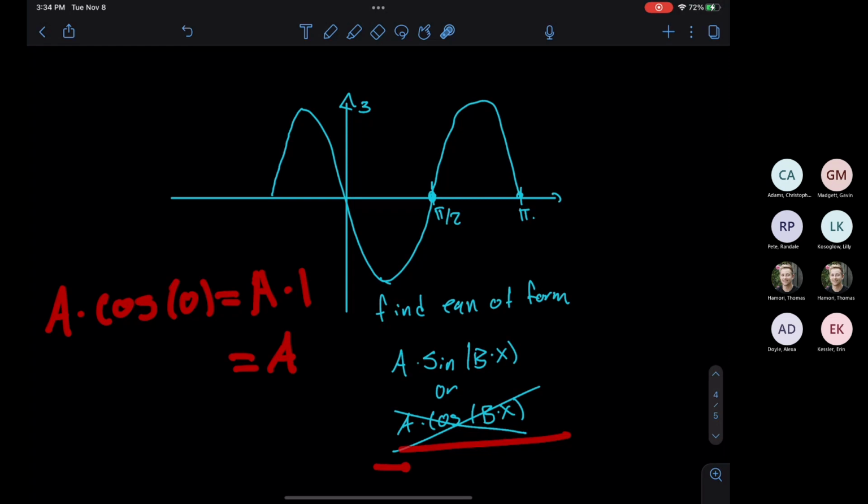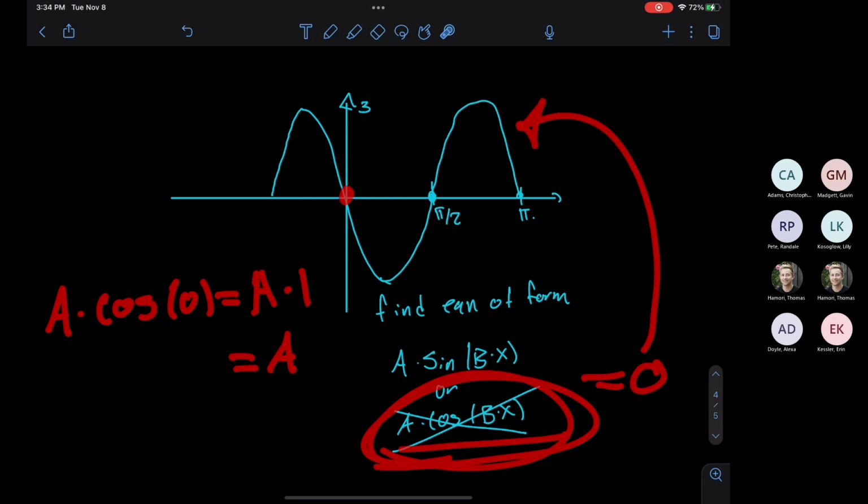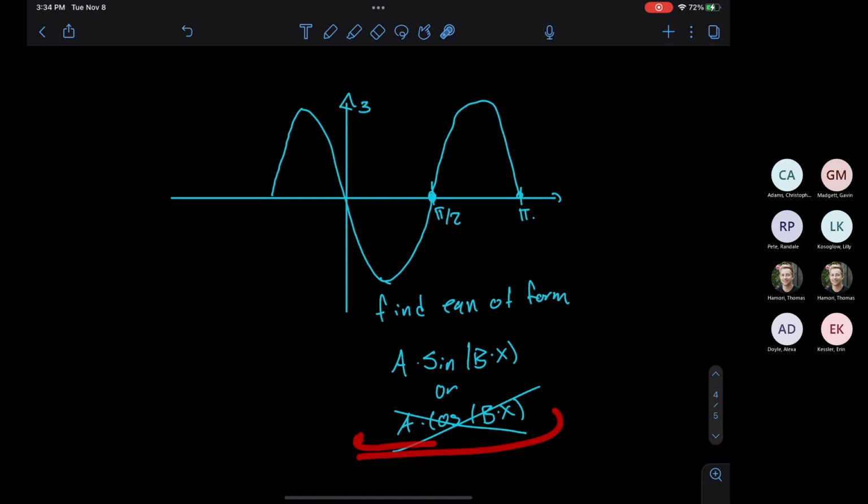So if we are going to take the second thing as our ansatz, or our guess, then this would tell us that the height of the function when the input is 0 is a, but the height of the function when the input is 0 is 0. That would tell us a is 0, which would mean that this whole function would just be equal to 0. And this is clearly not the graph of y equals 0, because y equals 0 would just be a horizontal line. So we can immediately get rid of this as an option. It's not going to be cosine. So we know it's going to be a times sine of b times x.